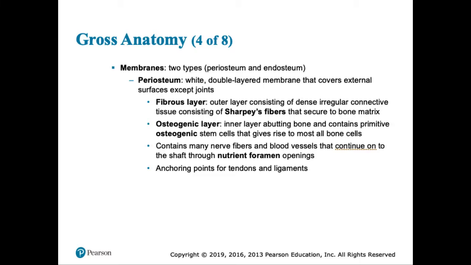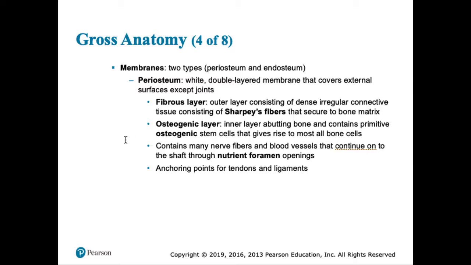Its fibrous layer is an outer layer consisting of dense, irregular connective tissue, consisting of what we call Sharpey's fibers that secure to the bone matrix. There's the osteogenic layer, which is the inner layer of budding bone that contains primitive osteogenic stem cells. That's how we get more; it gives rise to all of the bone cells. So as those bones are developing, the cells are coming from that osteogenic layer.